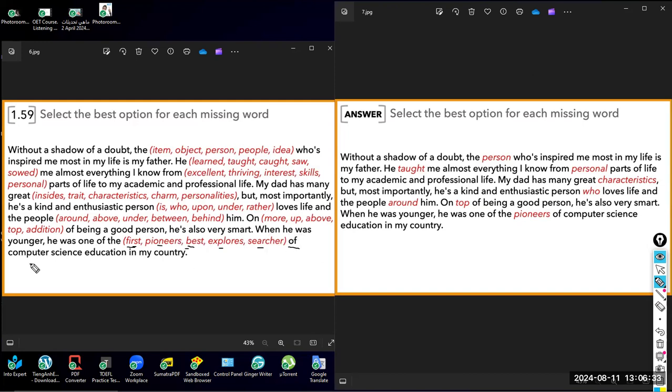And because I'm talking about computer science education, I cannot say explorers. I'm not discovering places, for example, and it's not about research. So we have to say he was the first one to study, for example, computer science education in my country. So the first one means pioneers. Okay, guys, so this is it.